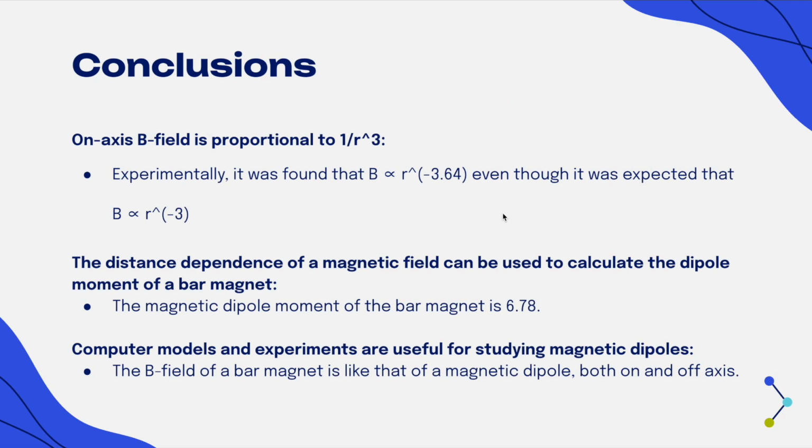In conclusion, we found the relationship did closely match our expected 1 over r cubed. We got 1 over r to the 3.64. The distance dependence can be used to calculate the magnetic dipole moment of a bar magnet, which we found to be 6.78 in this experiment, and the B field of a bar magnet is like that of a magnetic dipole, both on and off axis.